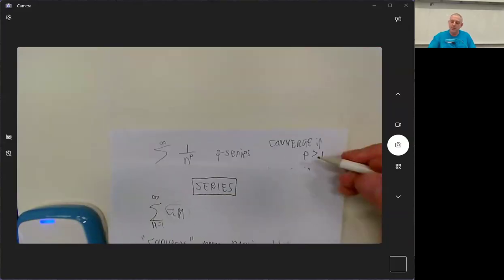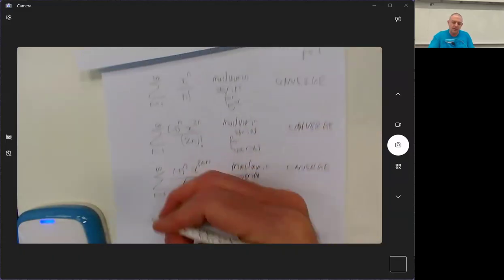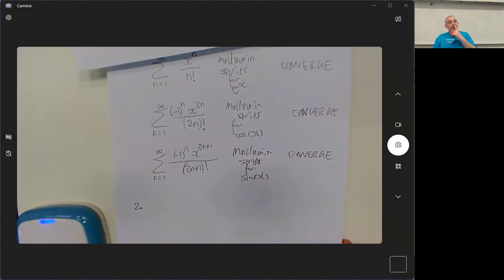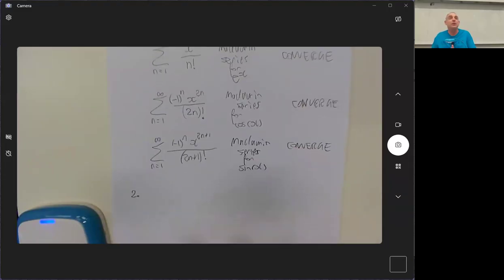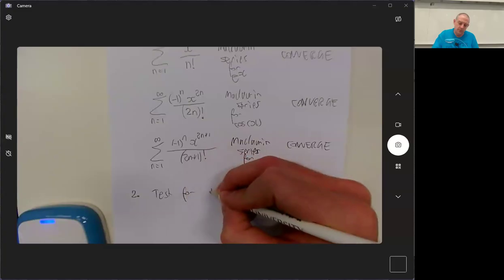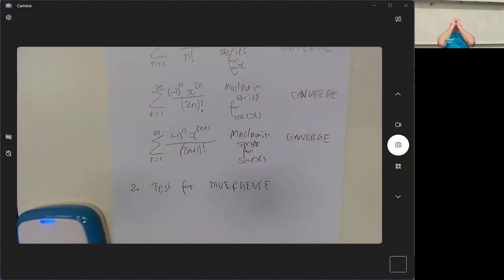Okay, I should number my pages. So after you've recognised it as a series, there are 3 tests. The first one isn't written in your notes as if it was a test, but it is. It's a test that can only tell you whether something diverges, it can't tell you whether something converges. In your course it's called the necessary condition for convergence in your notes.